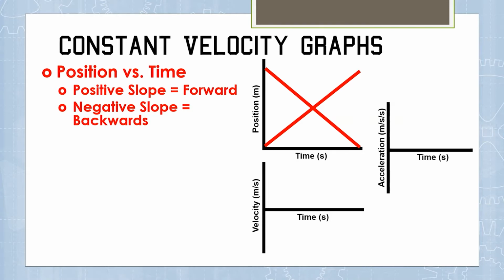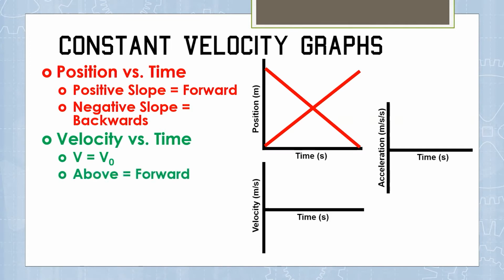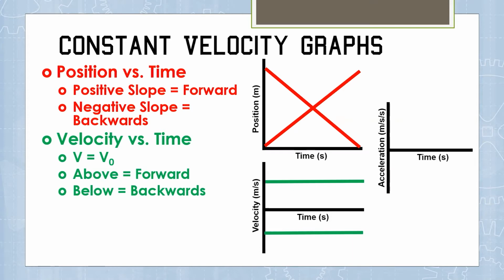The slope from that position versus time graph informs our velocity versus time graph. Because we're talking about constant velocity, our final and initial velocities are the same, which means that we have horizontal lines. If that horizontal line is above the x-axis, we're going forward. If it's below the x-axis, we're going backwards. But notice it starts and ends at the same velocity. That's how we get a horizontal motion.